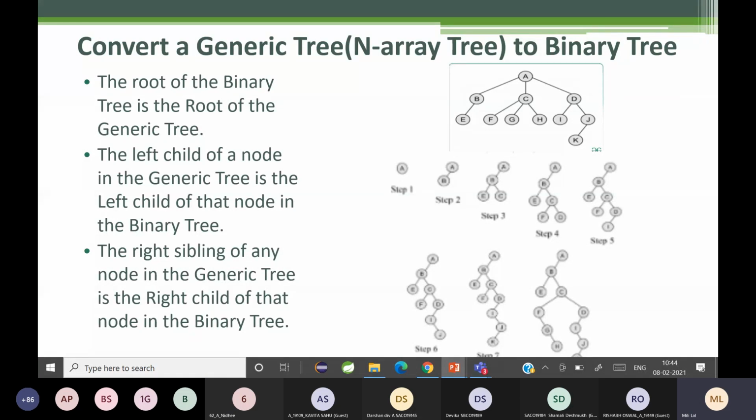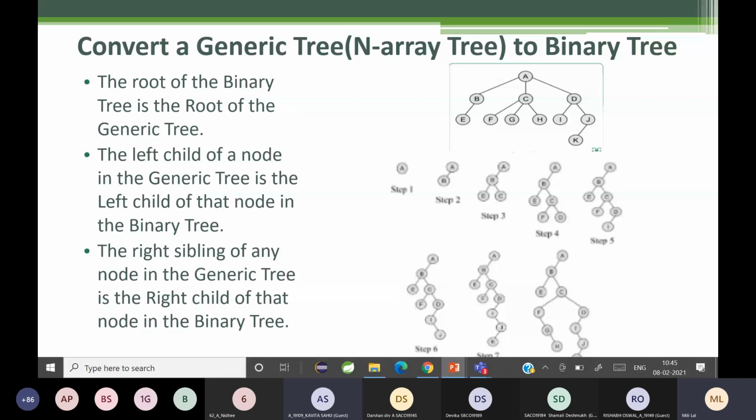Third, what it says is the right sibling of the node under reference. So right now the B is the current node. So the right sibling is what? C. C is going to be the right child of that node. So C is going to be the right child of B. Is it clear now? Yes, students, are you all there?